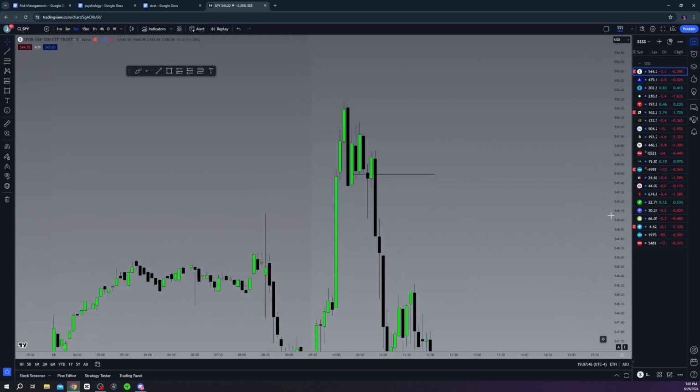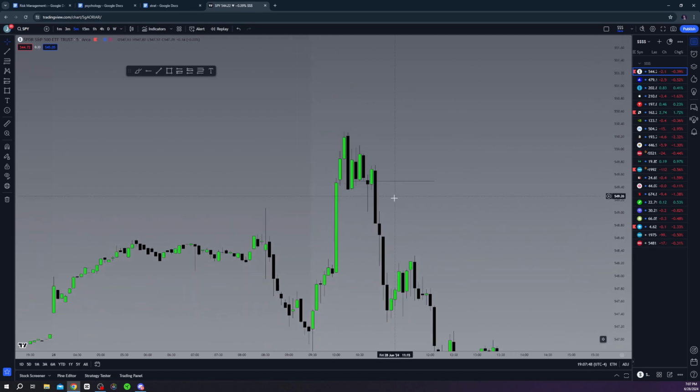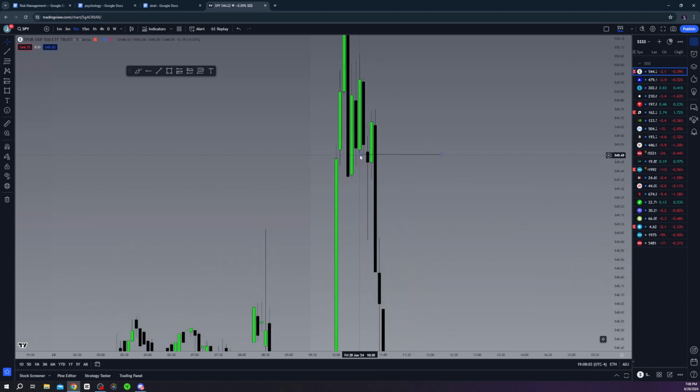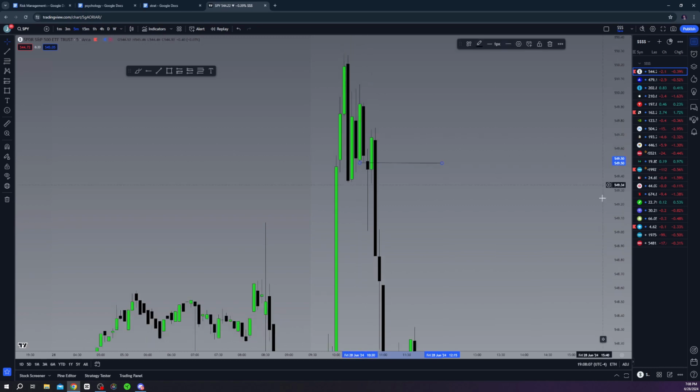Now, it wasn't an impulse move, but it was a break of structure, and a break of structure counts. So, we made a low, made a high. Did we close below this low? No. Now, this is the recent low. Did this low close below this low? Nope. Now, this is the recent low. Did this candle close below this low? Yes, this black candle did close below the low.